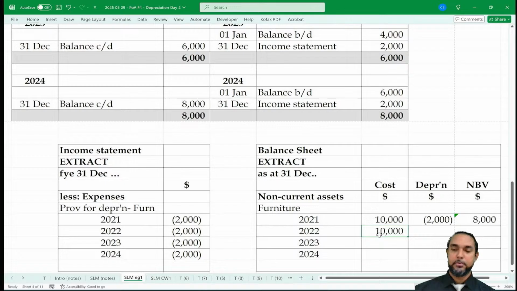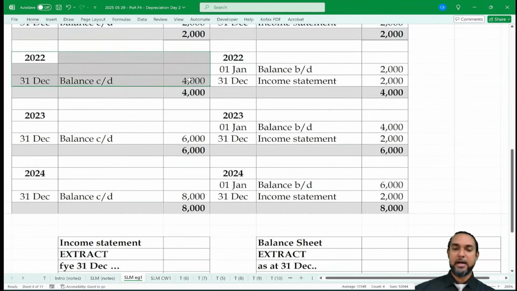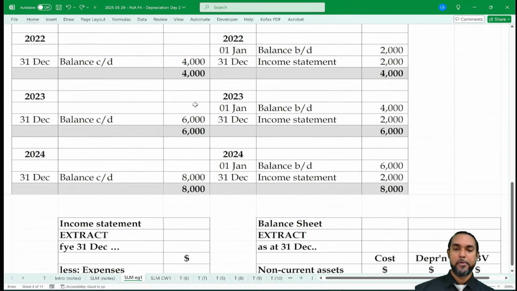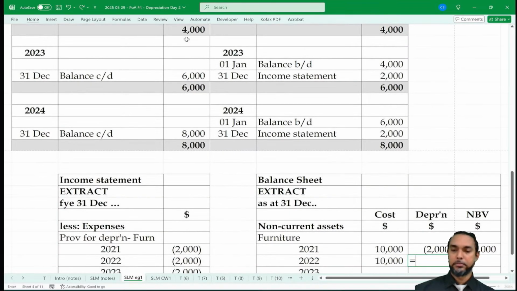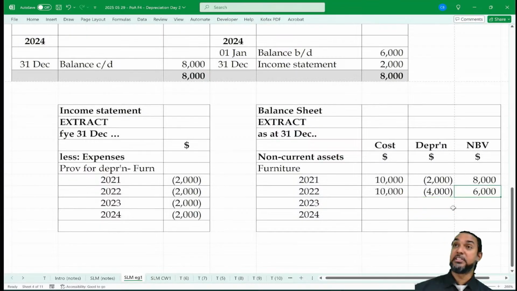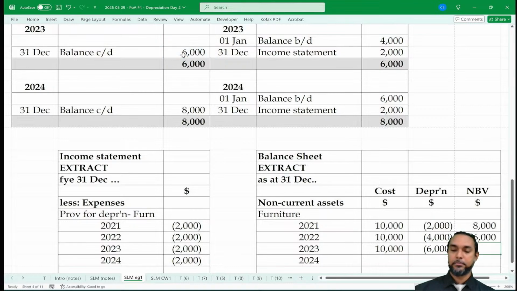Now in 2022, the cost of the asset is still 10,000. You've neither bought more nor sold some of it, right? But at the end of year 2 now, the balance in the depreciation account is 4,000, which is 2 years worth of 2,000. And 10 minus 4 is 6. In year 3, the cost is still 10,000. The depreciation at the end of year 3, however, is 6,000. 10 minus 6 in year 3 will give us 4.